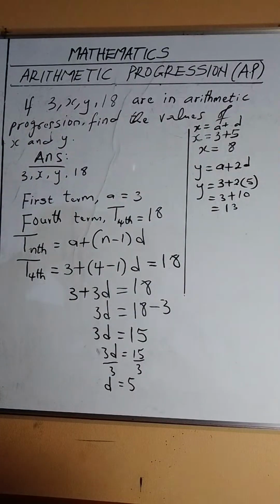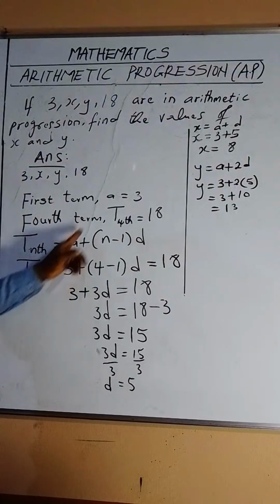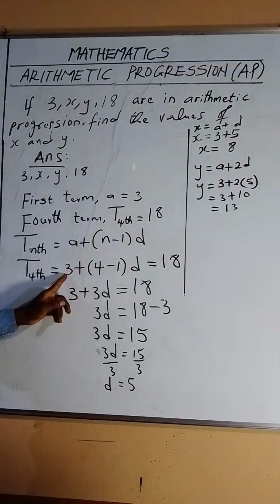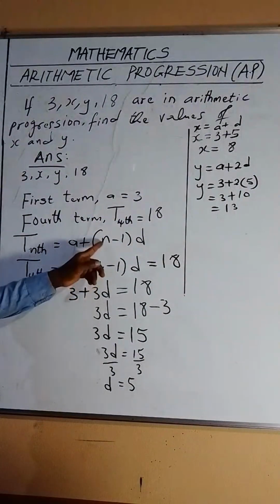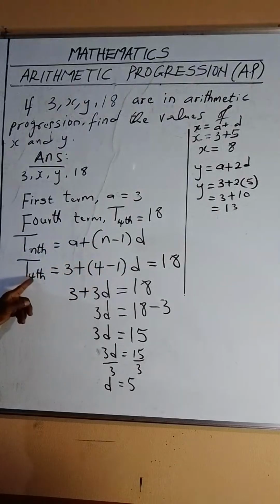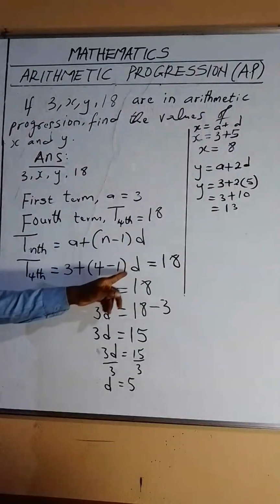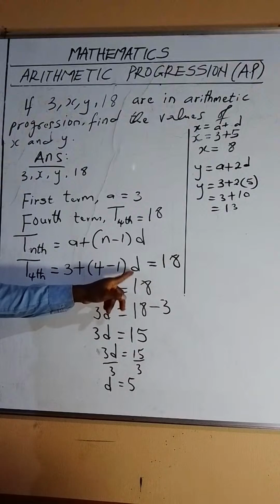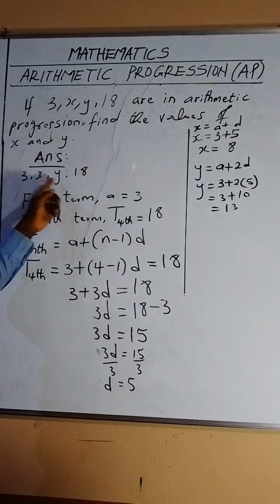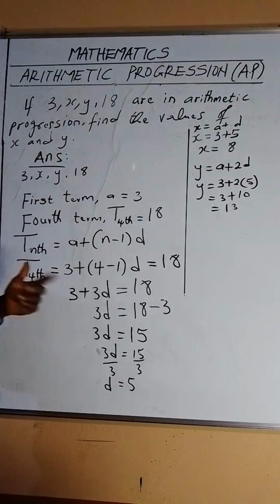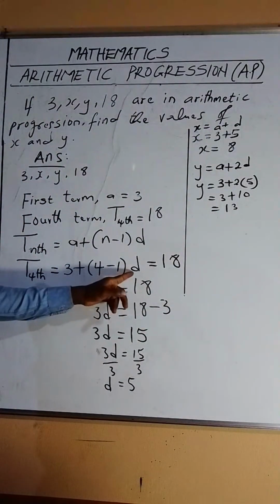So how do we get this? We are just going to substitute. Our n is the nth term, and our n here is 4, so we replace n with 4. The fourth term equals a, which is already here as 3, so bring down 3, plus open bracket, n is 4, so put 4 here, then minus 1. Close the bracket and put d. We are to find d. If we must get x and y, we must know the common difference between each of them. That will help us to get x and y, and that is why we have to find d.